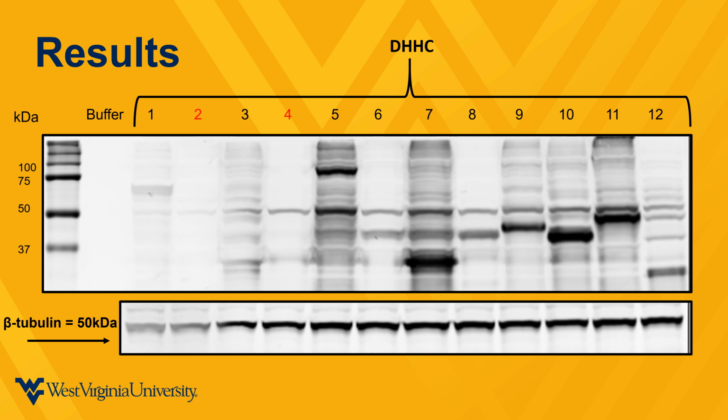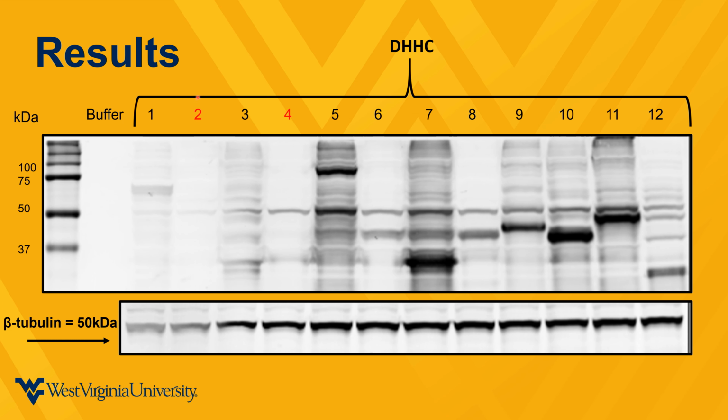So here are the results of that experiment, and right here we're specifically looking at DHHCs 1 through 12. Over here on the left, you can see that this is a marker. This is what we use for reference to identify where these proteins are produced, if they're produced at the right molecular weight, because these are known molecular weights here on the side. We went through and looked at prior research and where these DHHC proteins are expected to occur, and noted which ones were produced correctly and which ones weren't.